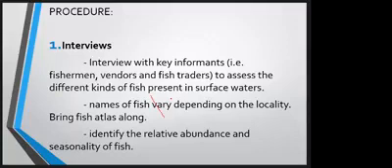And then you'll be able to know whether this kind of fish community can be a source of poison, or maybe it can absorb a lot of heavy metals. We don't know whether this fish is eaten or not. So you have to do interviews with fishermen, vendors, and even fish traders, to assess the different kinds of fish present in surface waters. And names of fish vary depending on the locality, so we have common names and local names.